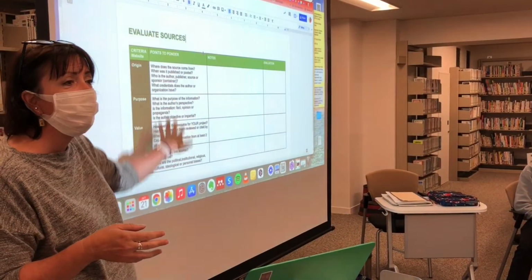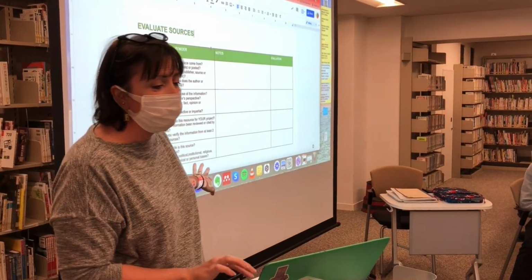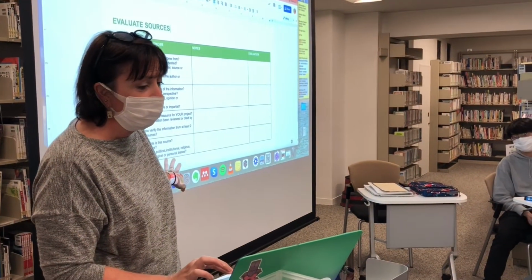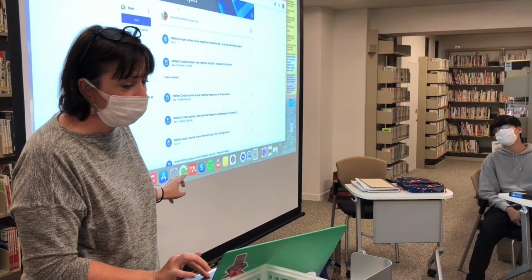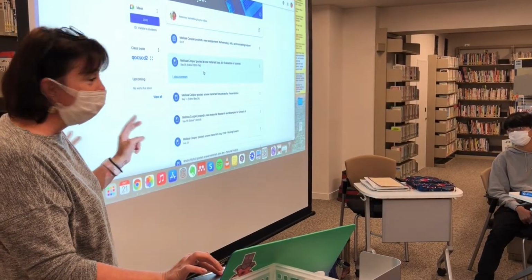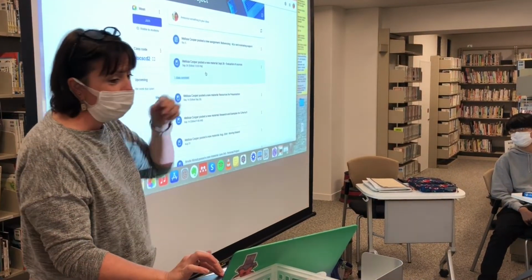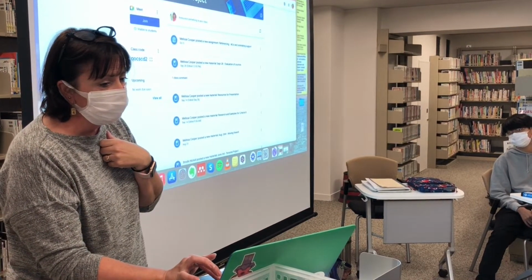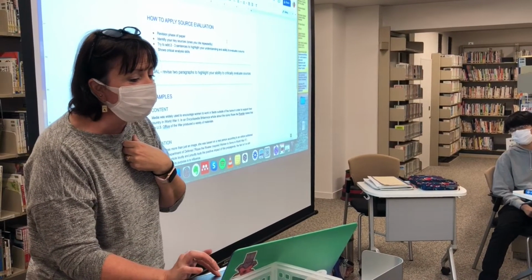Limitations. Remember, the OPVL is right here. So you need to know if the source has limitations. For your reference, in the Google Classroom, I have both of those examples here in that evaluation of sources. So, what does this look like in your work?